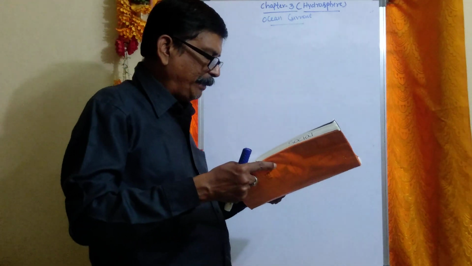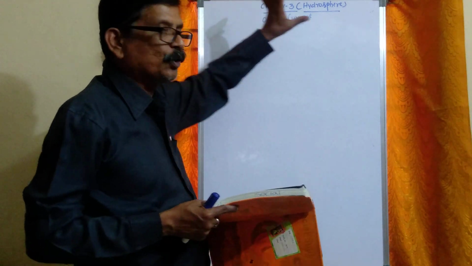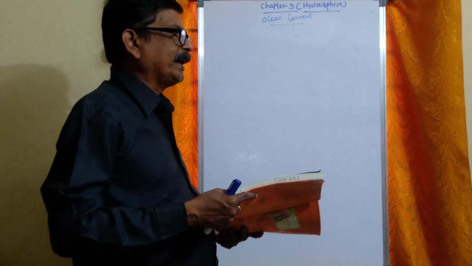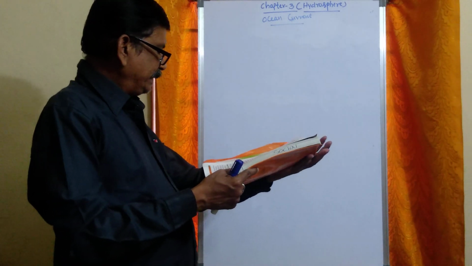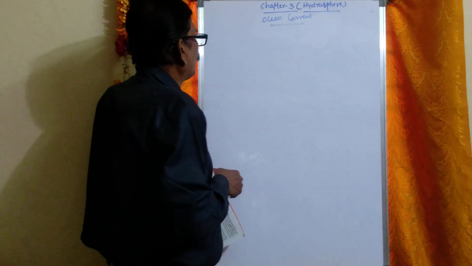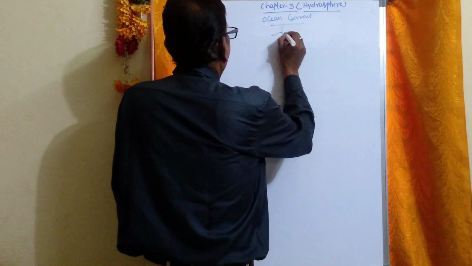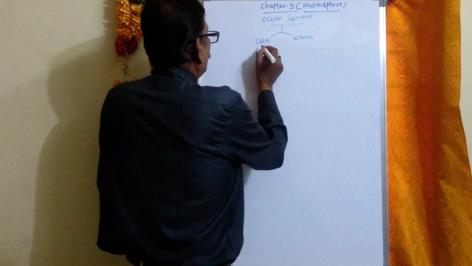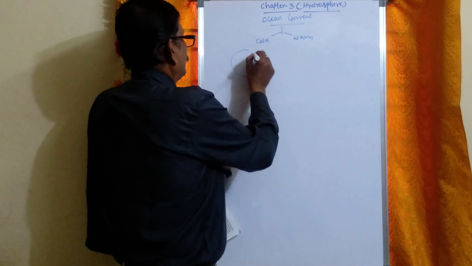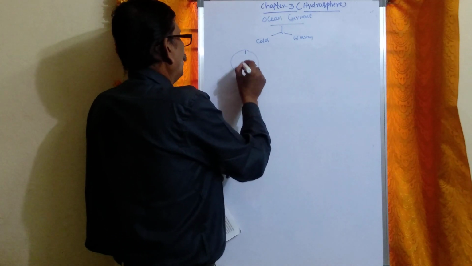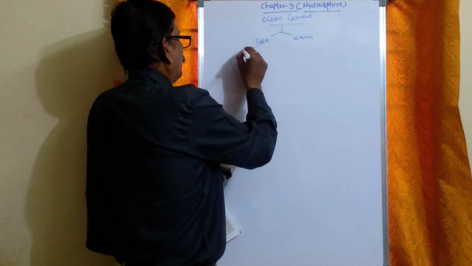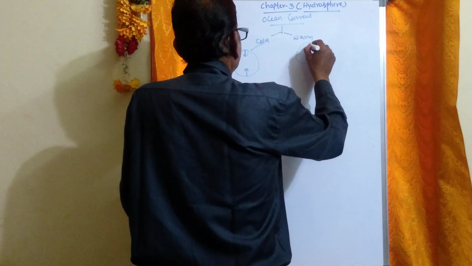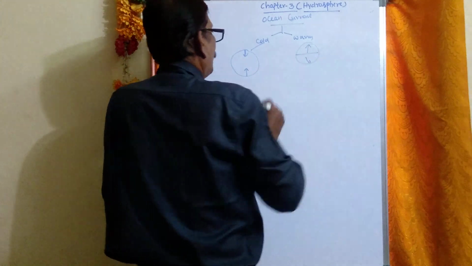Ocean currents may be classified based on temperature. Two types of ocean currents are there: one is cold current, one is warm current. So what is a cold current? This is our earth. A cold current flows from the polar region to the equatorial region. A warm current flows from the equatorial region to the polar region.